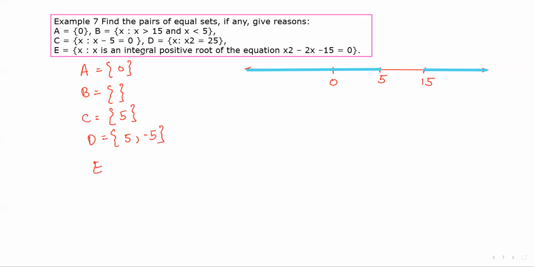E is a set of all x such that x is an integral positive root. So it's an integer. It is a positive root of this equation. So the equation is x squared minus 2x minus 15 equals 0. A shortcut to calculate this is to first factorize 15. 15 can be factorized as 3 and 5.